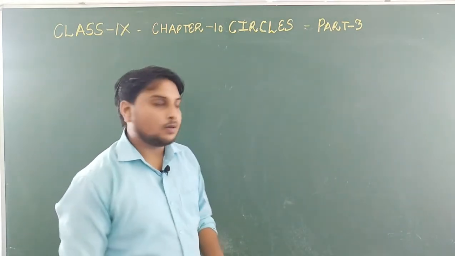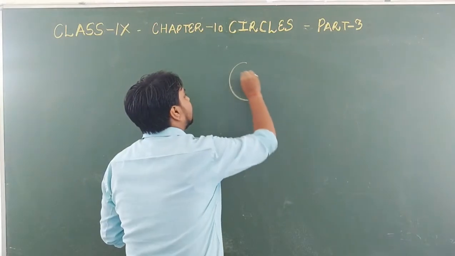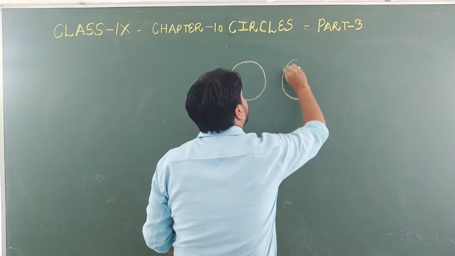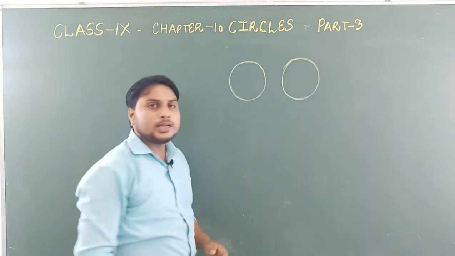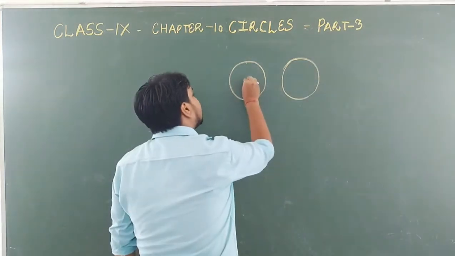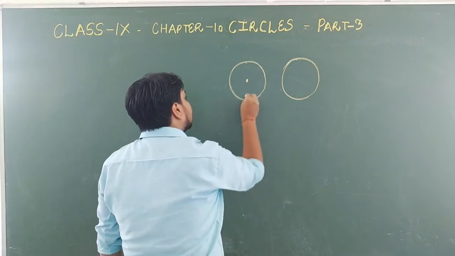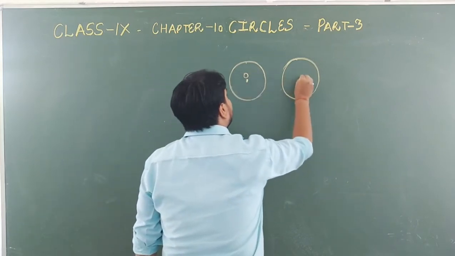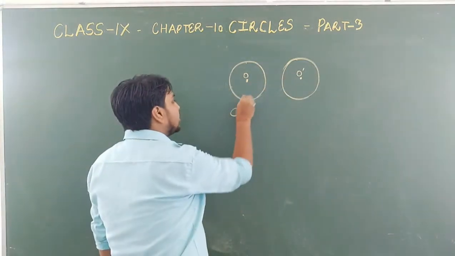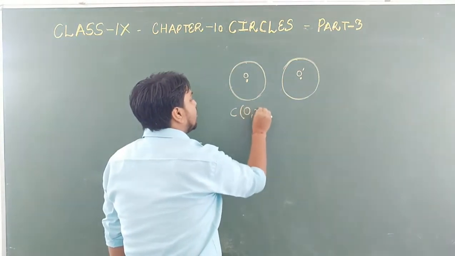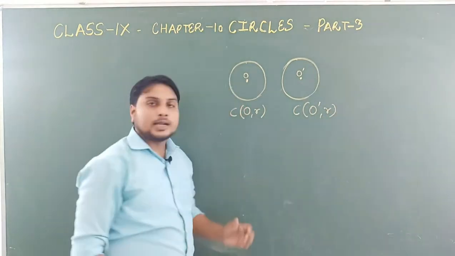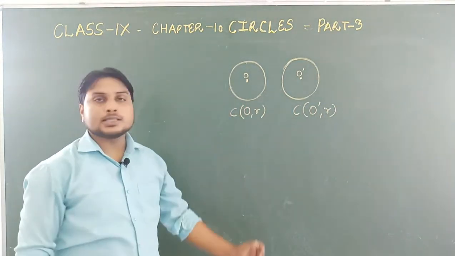only on one circle. But students, if two circles are there, suppose this is one circle and this is another circle, and in the question it is said that both the circles are congruent. Both the circles are congruent means what, students? That their centers will be different, but their radius will be the same. This circle we can denote by C(O, R), and this circle we can denote by C(O', R). The center is different, but the radii are the same.